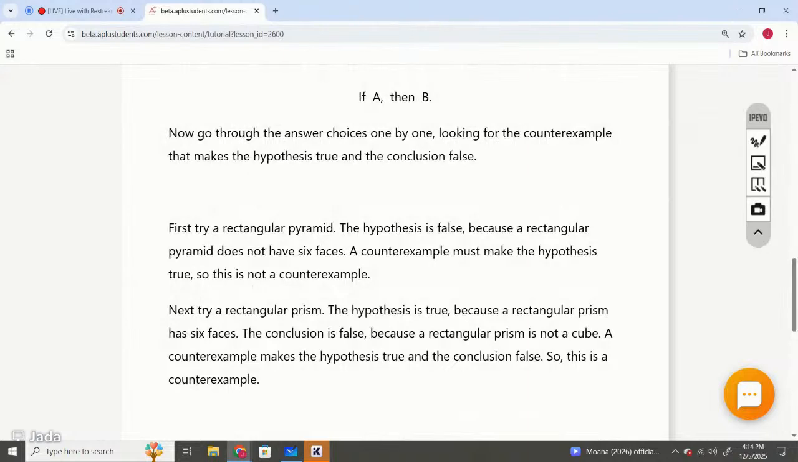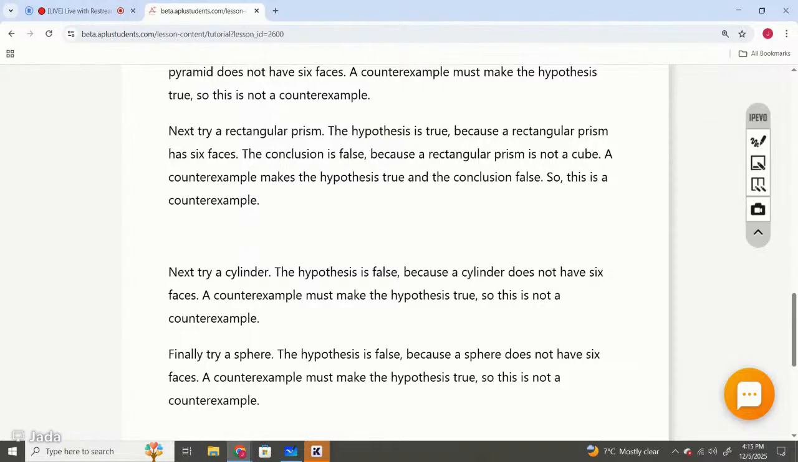Now, go through the answer choices one by one, looking for the counter example, where the hypothesis is true and the conclusion is false. First, try the rectangular pyramid. The hypothesis is false because a rectangular pyramid does not have six faces. Next, try the rectangular prism. The hypothesis is true, because a rectangular prism has six faces, but the conclusion is false. So that means that is the counter example.